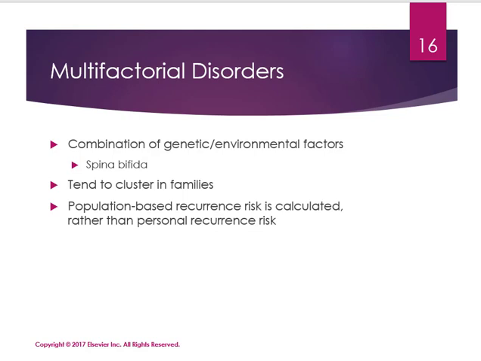Multifactorial disorders are a combination of genetic and environmental factors such as spina bifida. They tend to cluster in families. The exact risk for occurrence is difficult to predict, even though we know that they cluster in families, and it's difficult because the individual or couple's precise genetic and environmental risk are often unknown. So you may see a population-based recurrence risk rather than a personal recurrence risk.